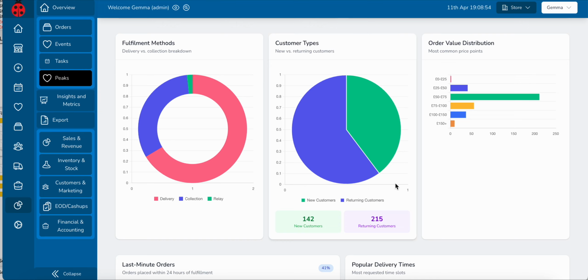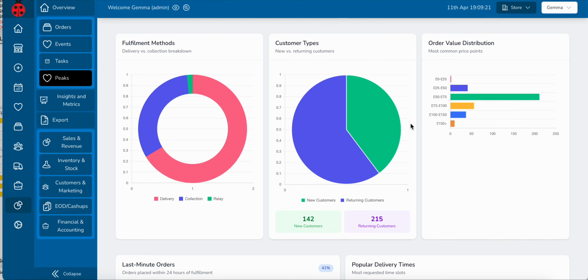But obviously the lifeblood of all businesses is new customers. So you're always wanting to feed these new customers into the pipeline. And if your percentage of returning customers is maybe too high compared to your new customers, you know that you need to do more marketing to drive more new customers into the business, who in turn will hopefully become returning customers.